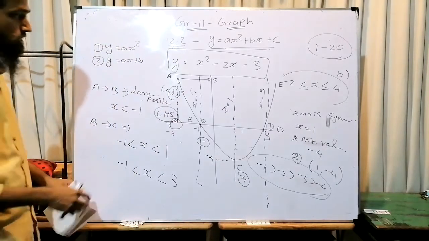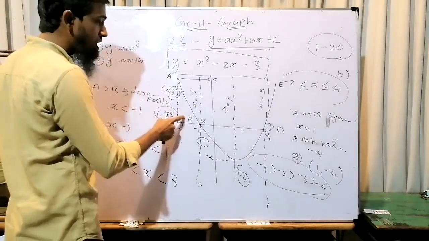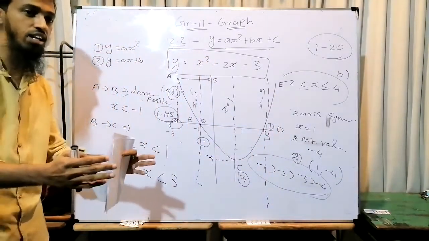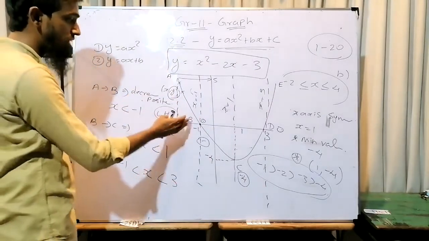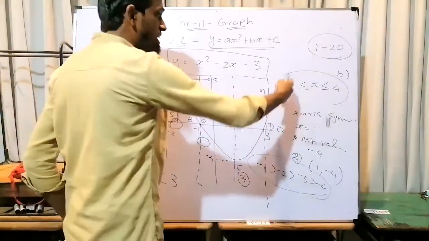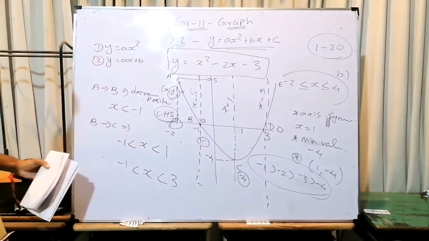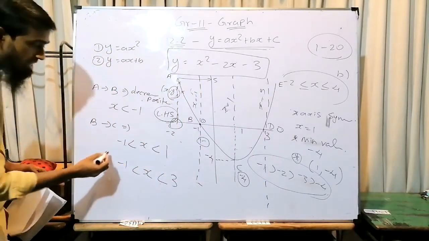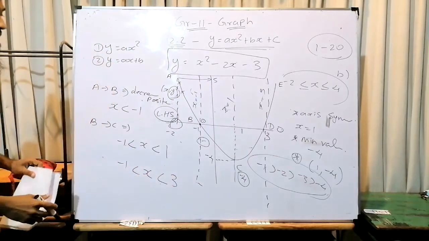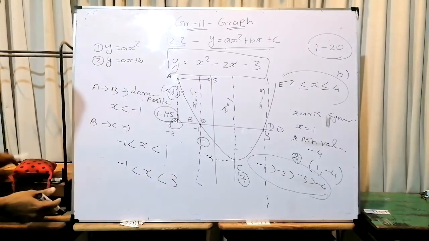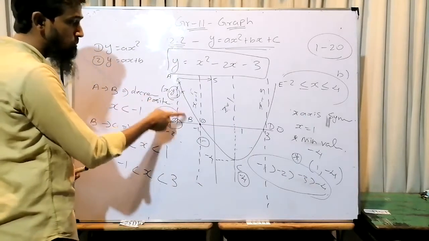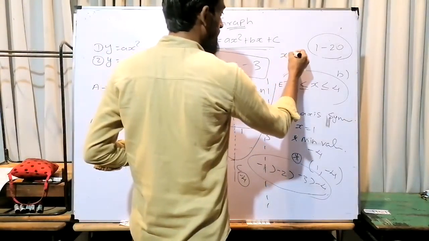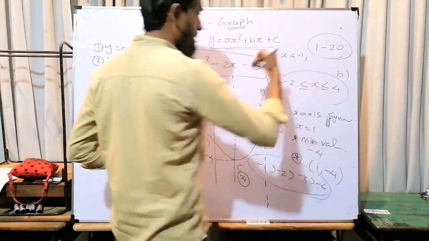Where the graph is positive, there are two portions, A to B and D to E. This is not an in between range. A to B is a separate range, D to E is a separate range. The negative category is an in between category. So what about the positive graph, where the function is positive? A to B, we already did, it's x less than minus 1.